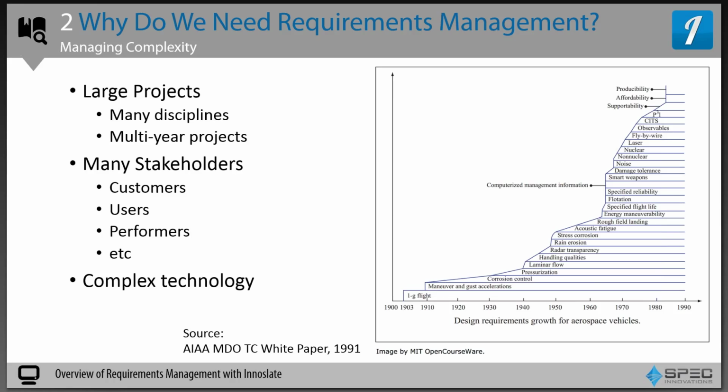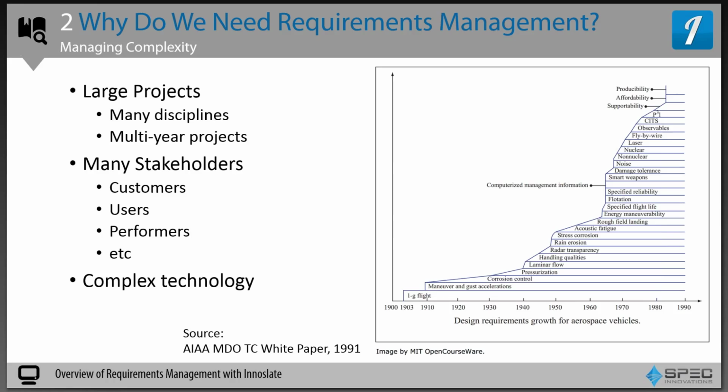Another good reason why we need good requirements management is if we have many stakeholders. All these stakeholders can be providing us requirements, be it implicit or explicit, and these stakeholders could be anyone from a customer to users and performers.